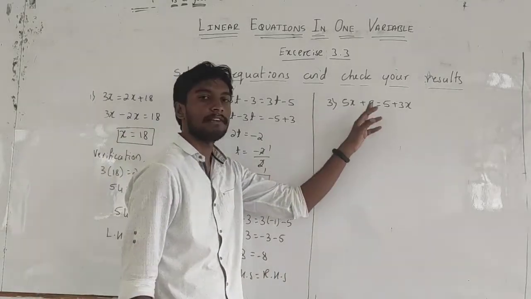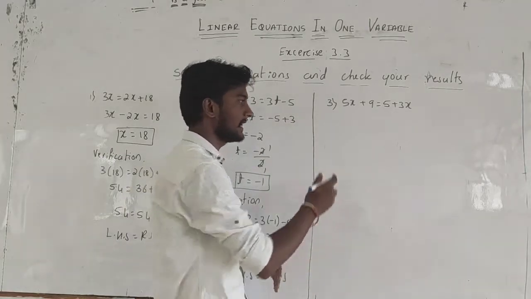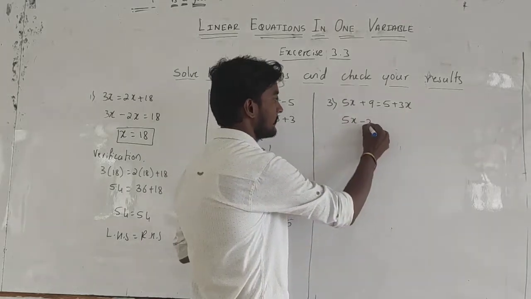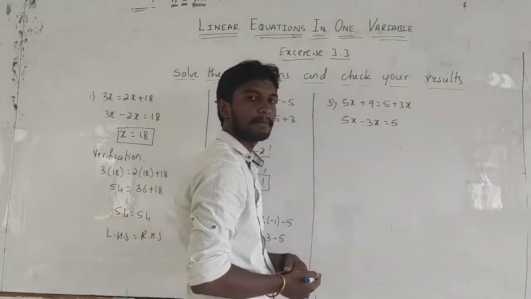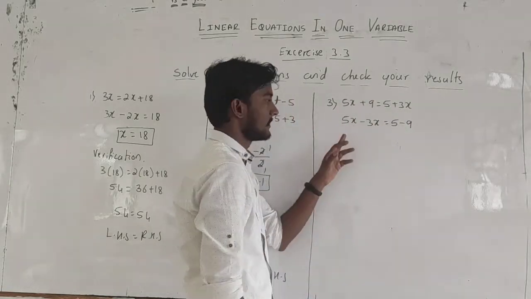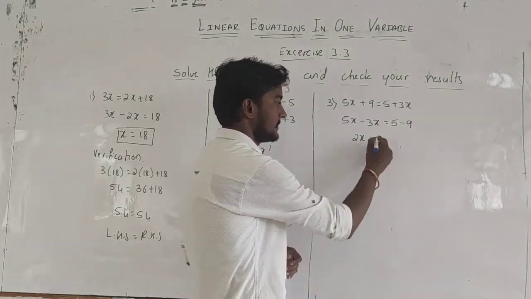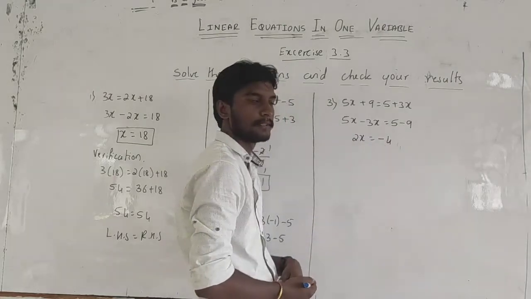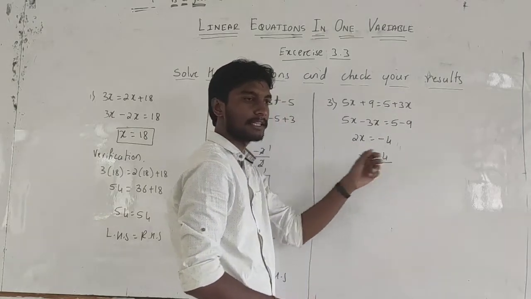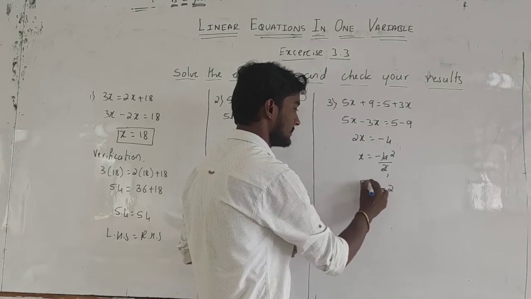Next, the third one, 5x plus 9 is equal to 5 plus 3x. Make the variables one side and constants one side. 5x, plus 3x if you bring this side, minus 3x is equal to 5, you keep it as it is, plus 9 if you take that side, minus 9. 5x minus 3x is 2x, 5 minus 9 is minus 4. x is equal to minus 4 divided by 2, into 2 if you take that side, divided by 2. 2 ones are 2, 2 twos are 4, x is equal to minus 2.